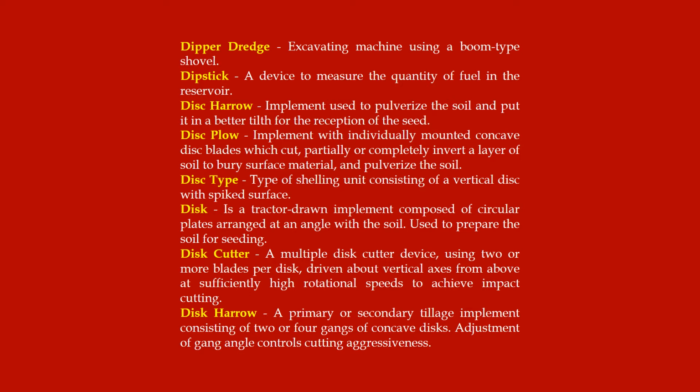Disc is a tractor-drawn implement composed of circular plates arranged at an angle with the soil, used to prepare the soil for seeding. Disc cutter. A multiple disc cutter device, using two or more blades per disc, driven about vertical axes from above at sufficiently high rotational speeds to achieve impact cutting.